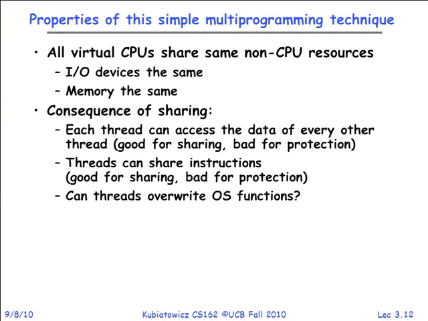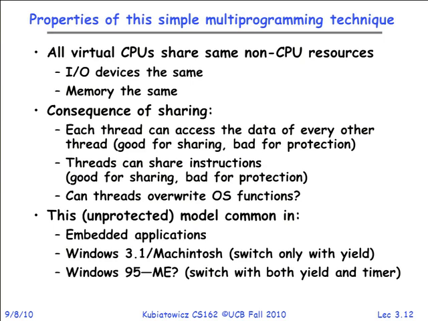So this unprotected model is common in embedded applications. If you look at the operating system of a device running in your car, it probably is not assuming that there are multiple threads that could screw each other up. There's probably one thread running the brakes and one thread on a separate processor running the airbags. In fact, that's why you get up to 100 processors very easily.